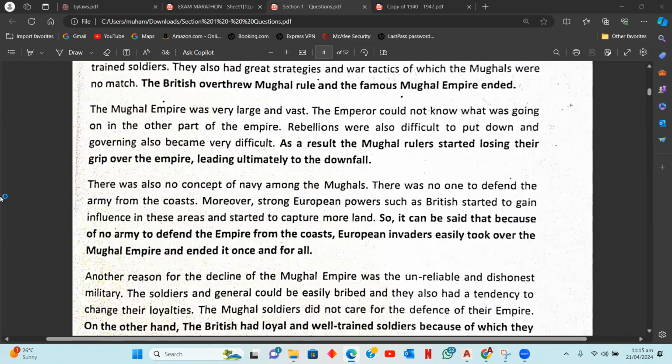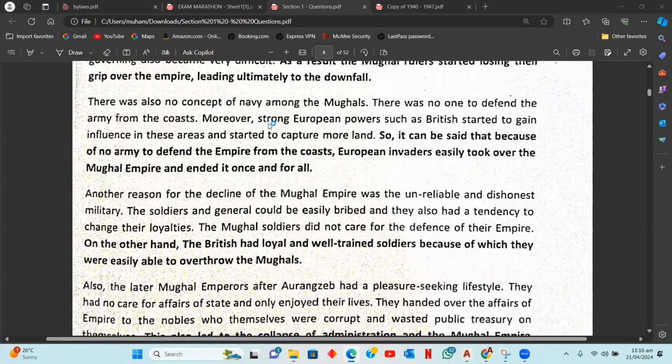Now, the third reason is that the Mughal Empire was very large and vast, and the emperors were not aware of what was going on in the other parts. There were a lot of rebellions that were difficult to put down, and governance became extremely difficult for the Mughal rulers. And all of this ultimately led to the decline of the empire.